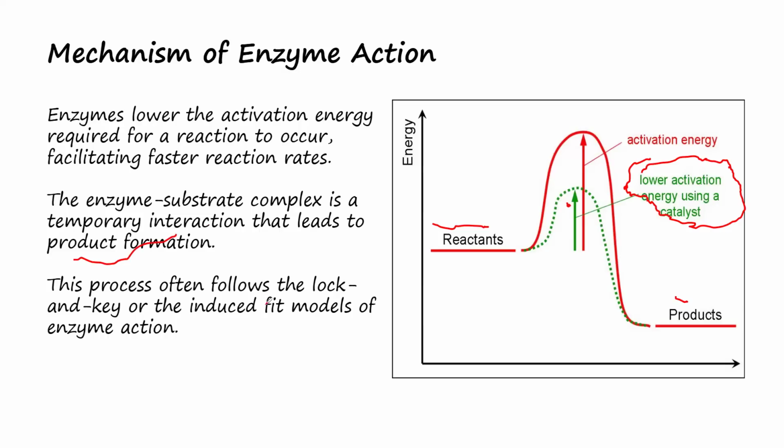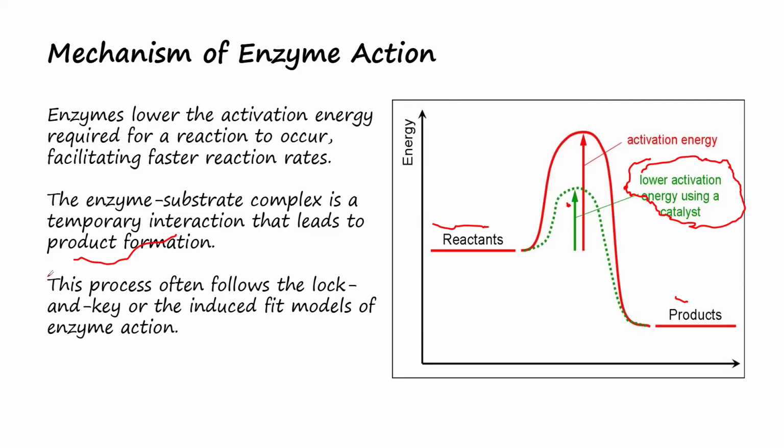So this process often follows the lock and key or the induced fit models of enzyme action. What is a lock and key? The enzyme and the substrate are like a padlock. The enzyme is your padlock, and the substrate is the key. So you see that the substrate always perfectly fits with the enzyme. So it means that when we say lock and key, the enzymes are very specific, only binding with their substrates.